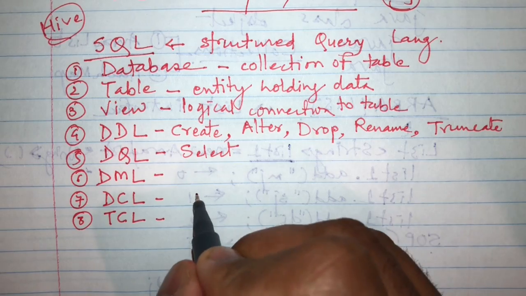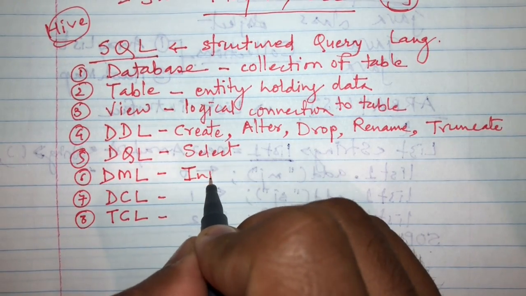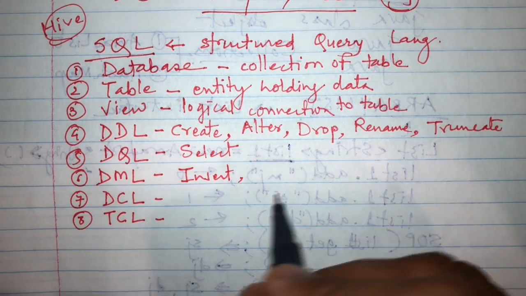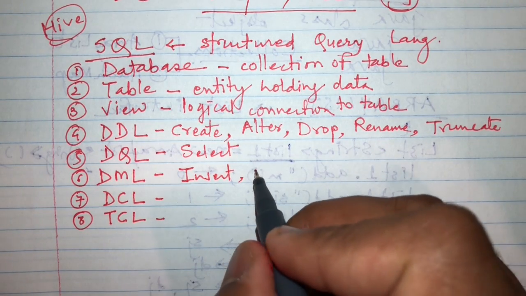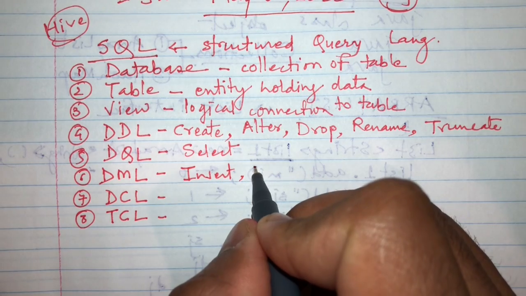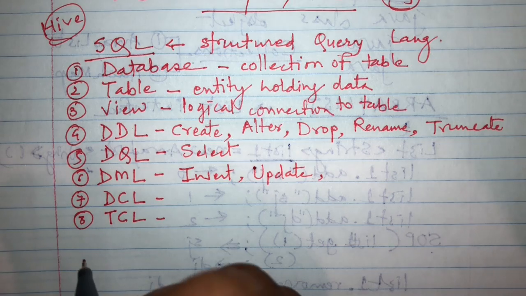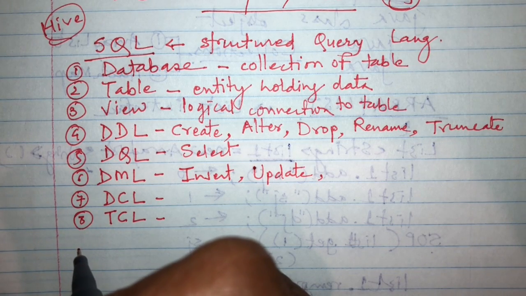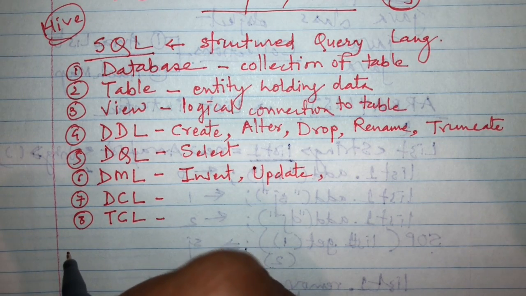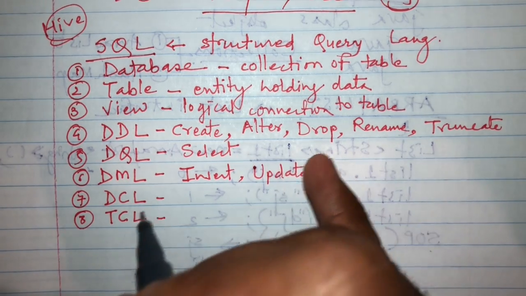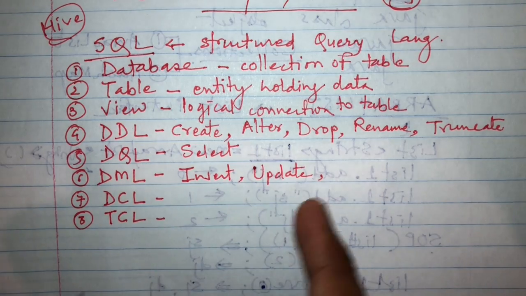Data manipulation language, the first command is insert. With the help of the insert command you can insert records in a table. Then you have update. With the help of the update command you can update the data that you have in the tables. For example, right now I am 29 years old, next year I'll be 30, so I can update the data with the help of the update command.